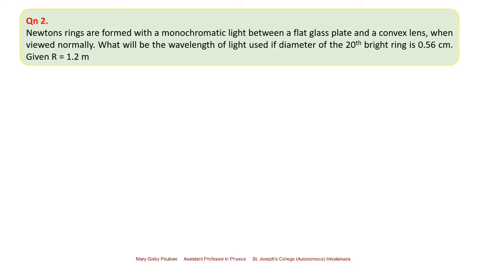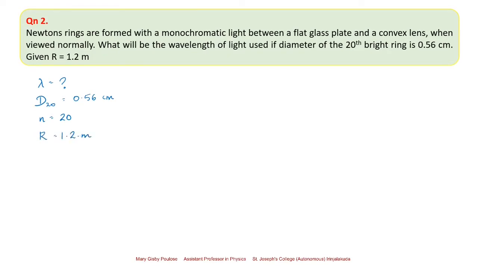So first of all, let us write down the given parameters. The Newton's rings are viewed normally, and reflected light is viewed. Now the wavelength has to be measured, and the diameter of the 20th bright ring is given, that is 0.56 centimeters, and n is of value 20. And here the condition for brightness is to be used. R is equal to 1.2 meters.